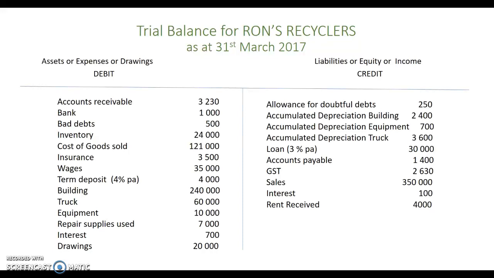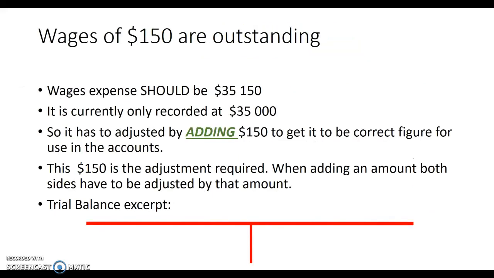However, this adjustment requires us to look at our wages expense, because we've just been told that we are still, as at balance day, owing $150 worth of wages. So when we look at our wages figure in here, we know that it's incorrect. In fact, it should be increased by another $150 to give the correct figure to be used in our income account for this year ended for this business. So let's go and have a look.